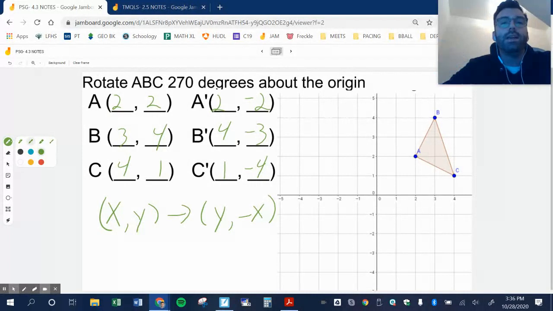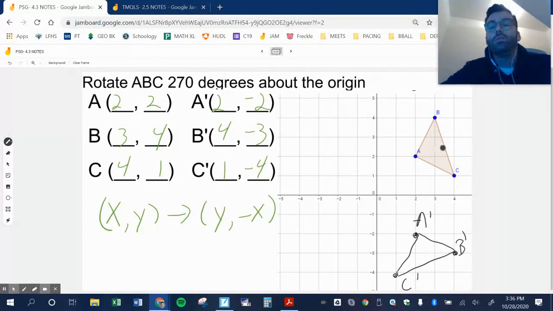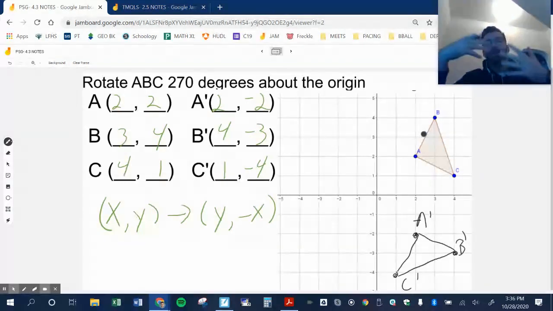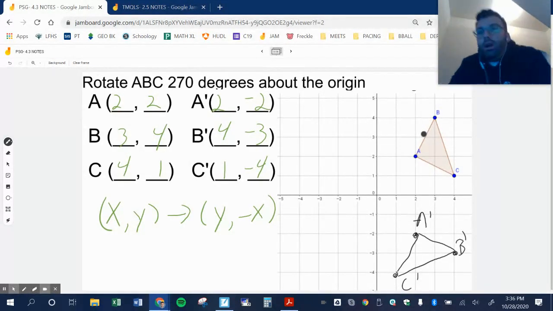If I'm taking notes, you don't necessarily have to write this graph down, but I would for sure write these ordered pairs down. If I were to graph this, 2, -2, 4, -3, and 1, -4 would look like this. I'd have A prime, B prime, and C prime. That's 270 degrees. I rotated 90, 180, 270, 360. Be right back at the beginning. So let's keep going.